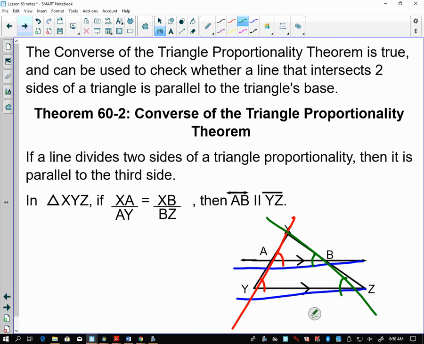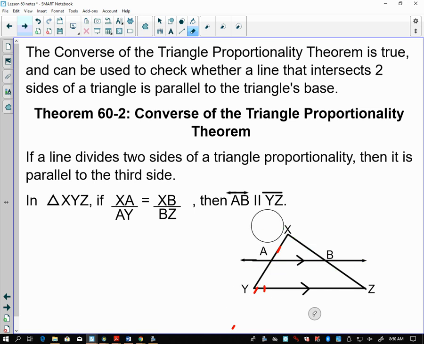Okay? We don't have any vertical... We do have vertical angles. We just aren't solving for them. It's not working with our proportional parts. But yes, this angle right here and that angle right there are vertical angles. They're equal to each other.